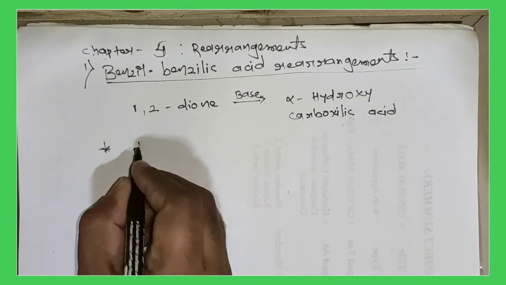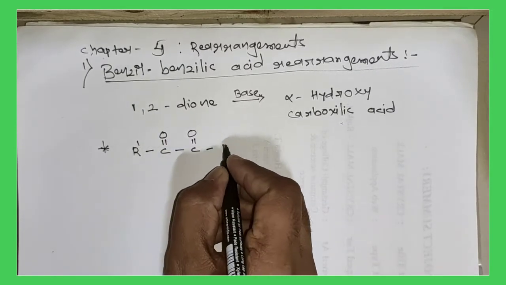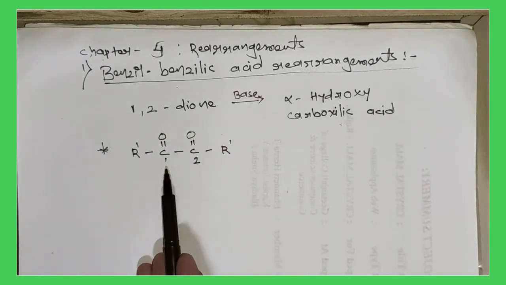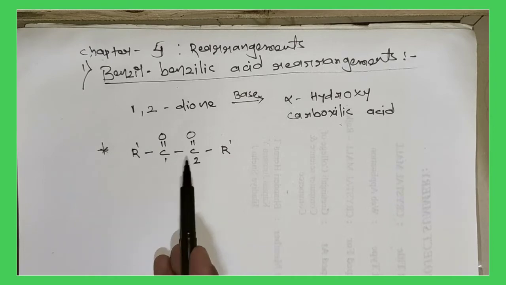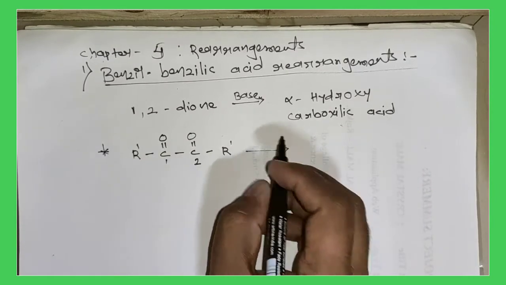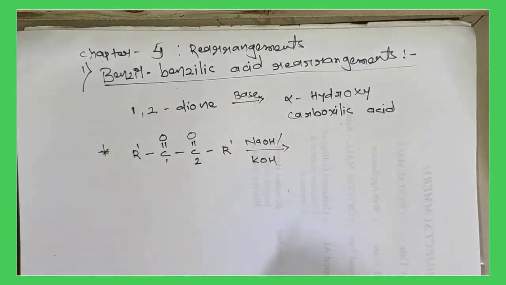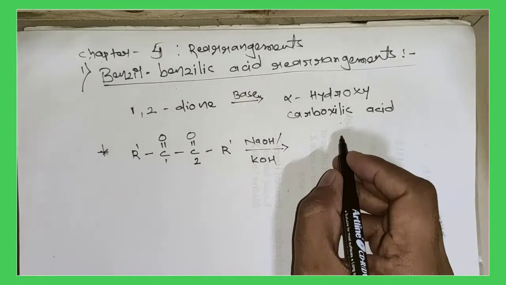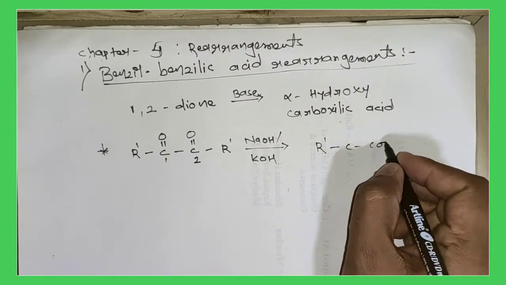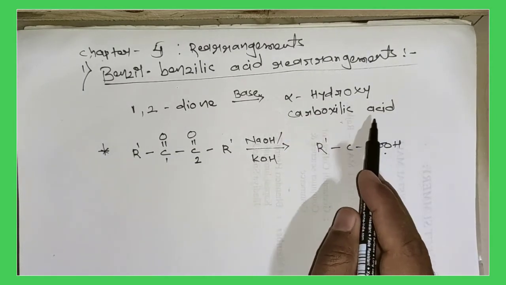Suppose let me take one simple general case of a dione. Suppose this is carbon number 1 and this is carbon number 2. So we can say that a 1,2-dione, with two ketone functionalities, on reaction with base, it may be either NaOH or KOH, is converted to, so we have to showcase the COOH group, right? The product is alpha hydroxy carboxylic acid.